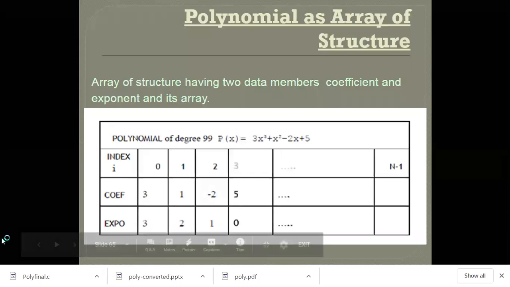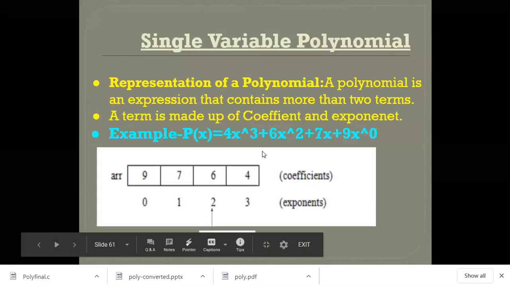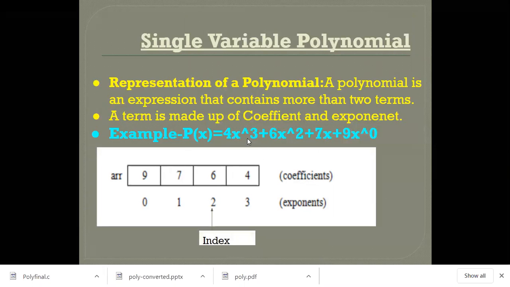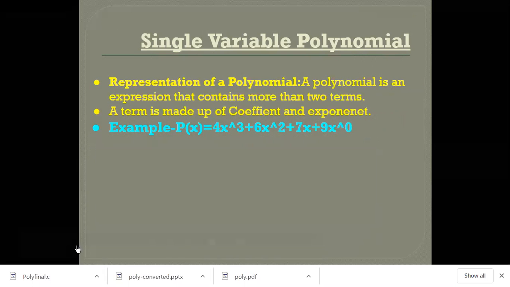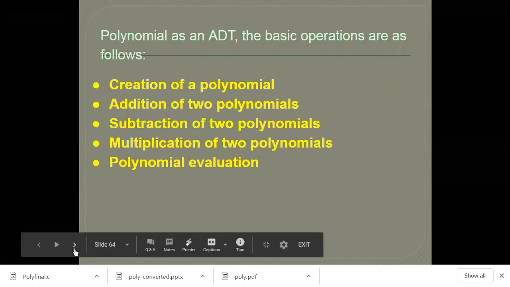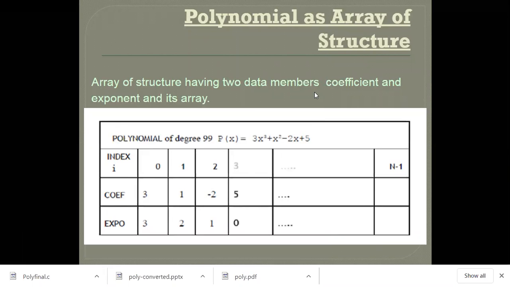Again, I'm repeating here. If you're talking about the previous example, this is one simple polynomial. Here only four terms are given. How many terms? 1, 2, 3, and 4. Total four terms are given, and there is a combination of coefficient and exponent. This is very simple, we can represent it in a single array. But when we are talking about degree 99, the total number of terms will be 100. So how is it represented using an array? It's very difficult in a single variable polynomial. That's why an array of structure is required. This is the representation of a polynomial using structure.